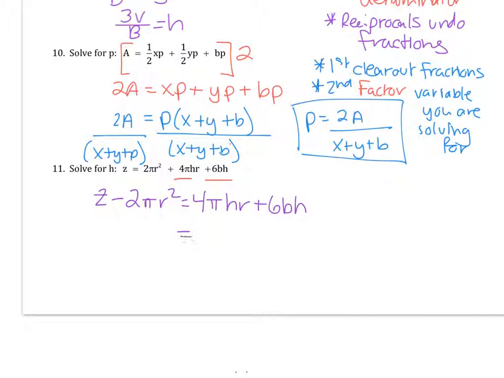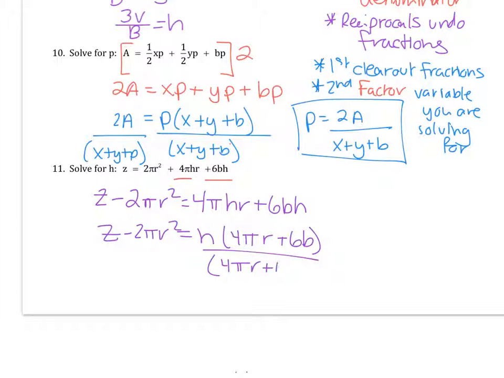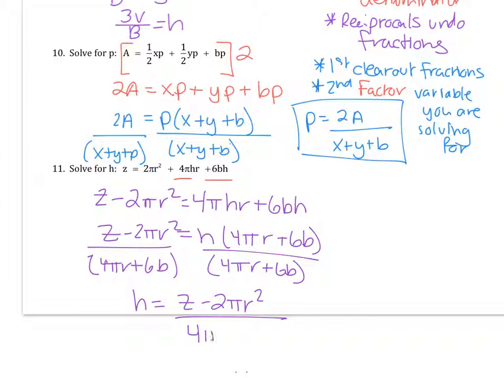My next step is going to be to go ahead and factor out that h now on the right-hand side. So I'm left with 4 pi r plus 6b in my parentheses. And then to solve for h, I can just divide everything by what's in that parenthesis. So final answer is going to be h equals z minus 2 pi r squared divided by 4 pi r plus 6b.